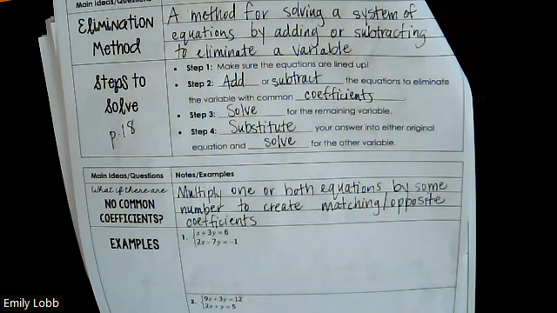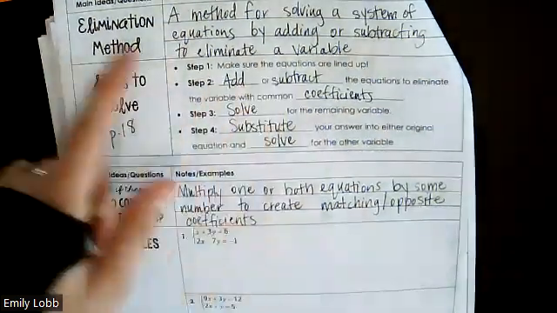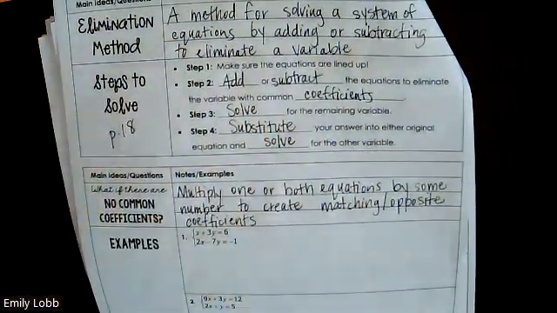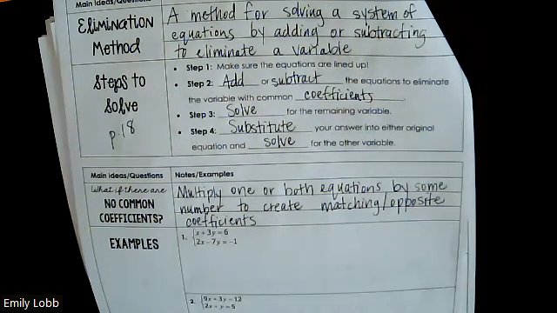So if they're already matching and opposite, we can go ahead and add. If they're already matching but not opposite, remember that's when we distributed a negative through to subtract. Sometimes they're not matching or opposite, so we might have to multiply one or both by something.